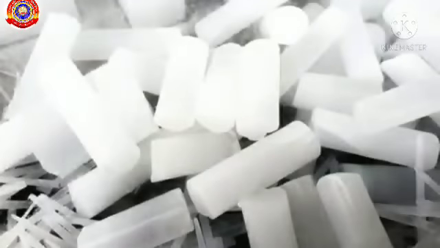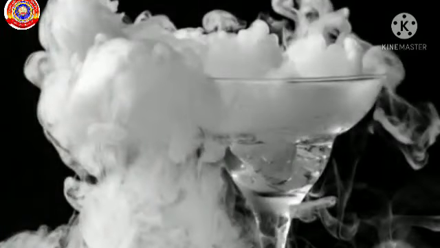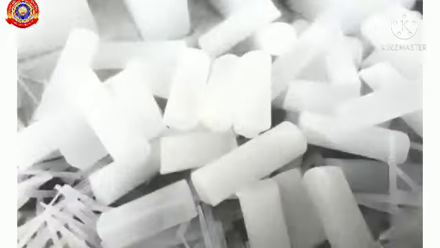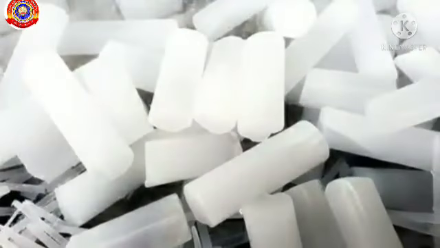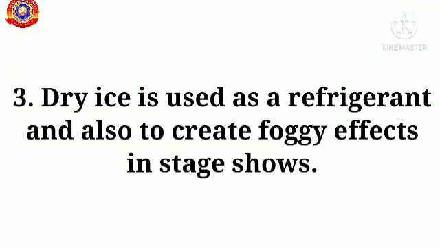Dry ice. Have you heard of dry ice? When carbon dioxide gas is compressed at room temperature and pressure is suddenly released, it solidifies to form dry ice, which is also known as solid carbon dioxide. This dry ice is used as a refrigerant and also to create foggy effects in stage shows.